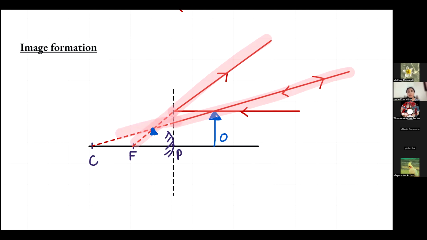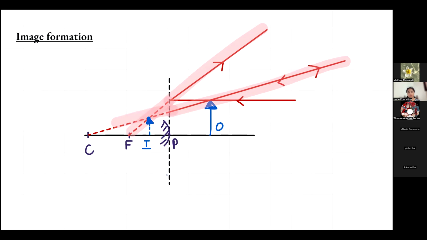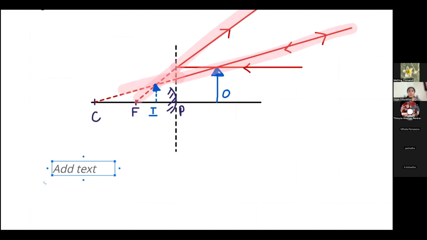Can you tell me, is this a real image or a virtual image? Virtual, because it's at the back of the mirror. So I show it with a dashed line. This is the image, object and image. So the location of the image is very simple: behind the mirror. That's it.